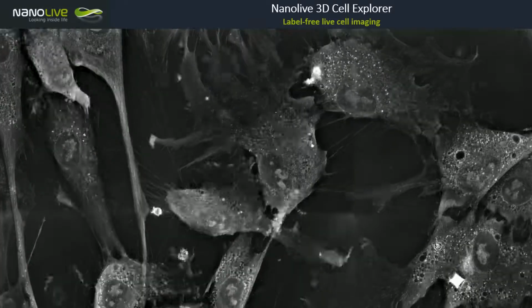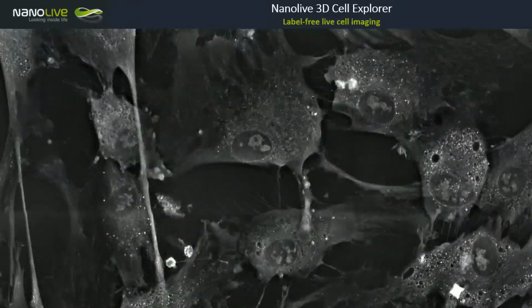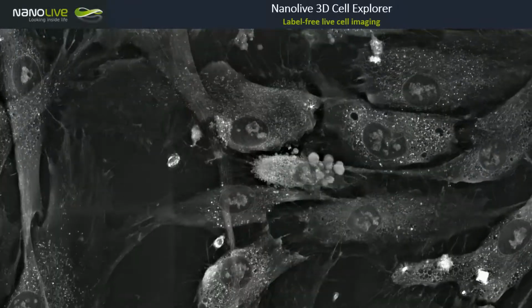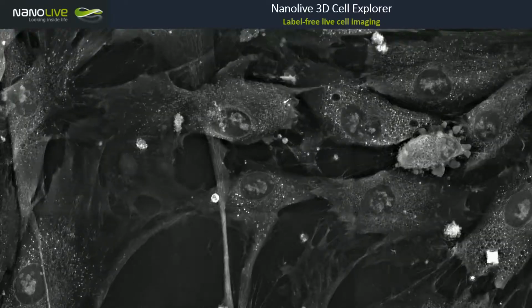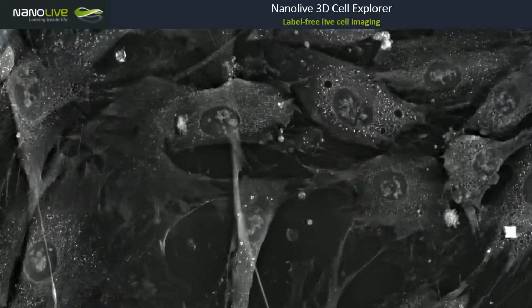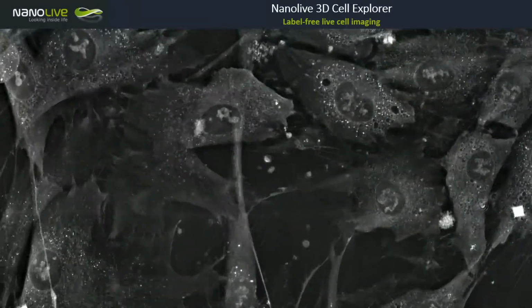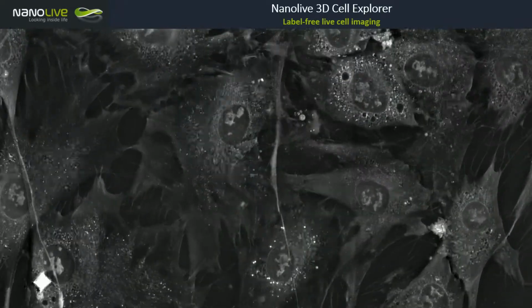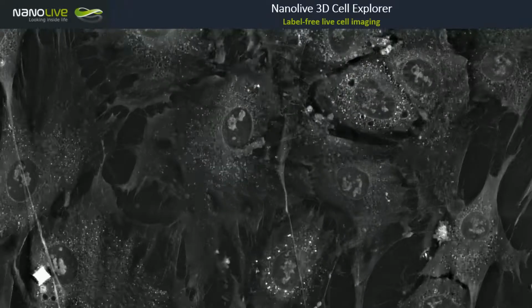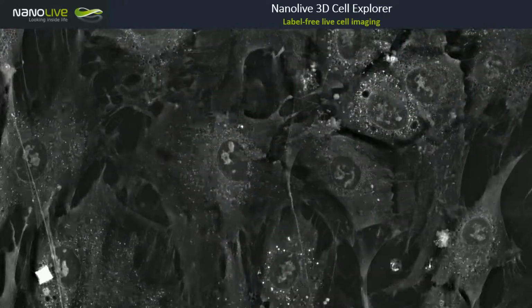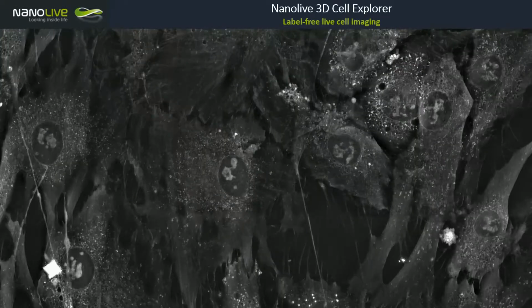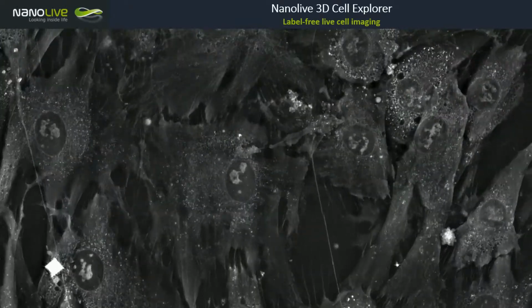This is a time-lapse of live mesenchymal stem cells, imaged label-free using Nanolive's 3D Cell Explorer microscope. What you are looking at here is a refractive index map based on the cell's physical properties. In this presentation, we will cover some of the most popular applications for which Nanolive imaging provides a unique solution. Let's have a closer look at some cells.